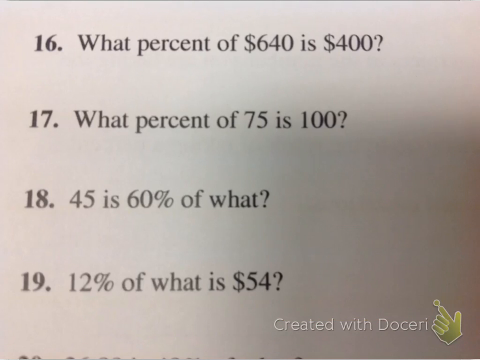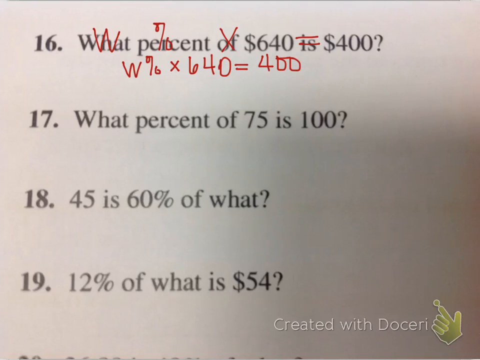Now let's look at these. Now, the first two, 16 and 17, are asking for a percent. So that's different from the two problems we just worked. So again, if we translate, what percent of 640 is 400? So what percent times 640 is 400?